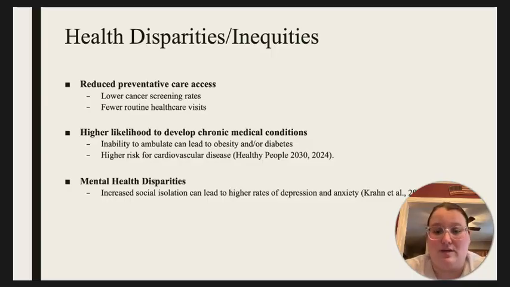This can be due to these patients not being able to be as mobile as someone without a disability. And lastly, mental health disparities are a significant concern among this population. Studies actually show that rates of depression and/or anxiety related to social isolation are much higher. And combined, these inequities lead to poor long-term health outcomes and reduced life expectancy.